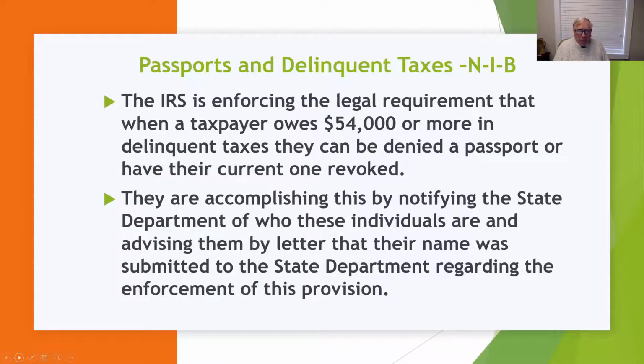With passports and delinquent taxes, the IRS is enforcing the legal requirement that when a taxpayer owes $54,000 or more in delinquent taxes, they can be denied a passport or have their current one revoked. They are accomplishing this by notifying the State Department of who these individuals are and advising them by letter that their name was submitted to the State Department regarding the enforcement of this provision. So a taxpayer will get a letter saying that the IRS has got its act together and is working with the State Department on this.